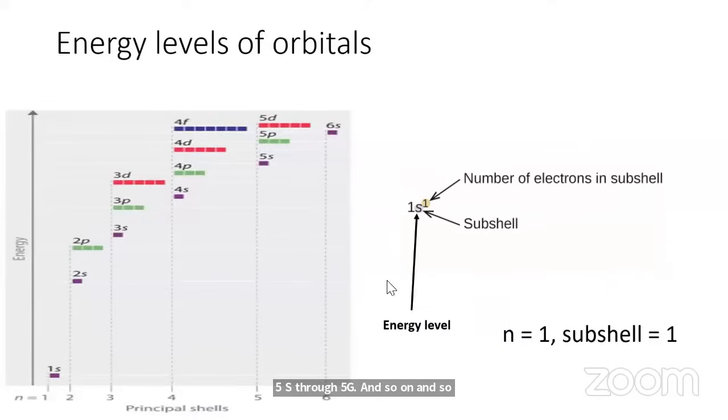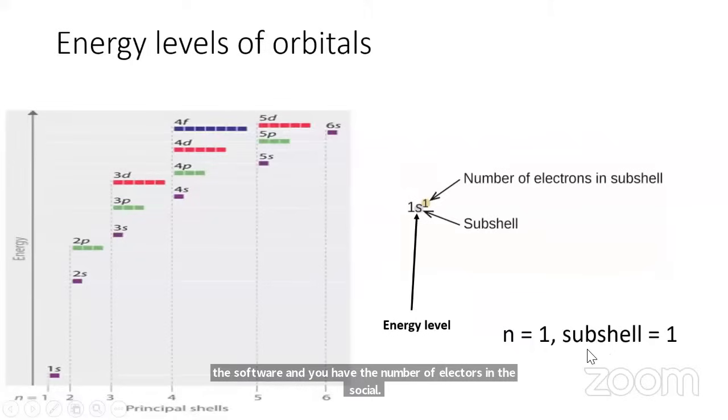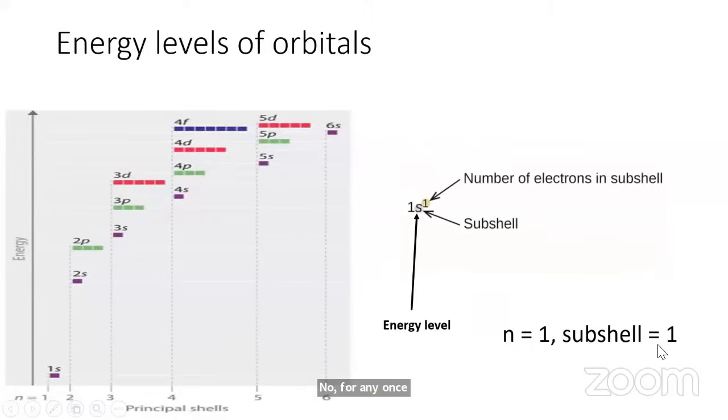Now I have a diagram here. It's just a recap of what we'll see later. When you're writing the electronic configuration in terms of the electronic orbitals, you write the number that signifies the energy level. Then you have the orbital, which is just telling you the subshell, and you have the number of electrons in the subshell. Now, for n equal to 1, your subshell is equal to 1.